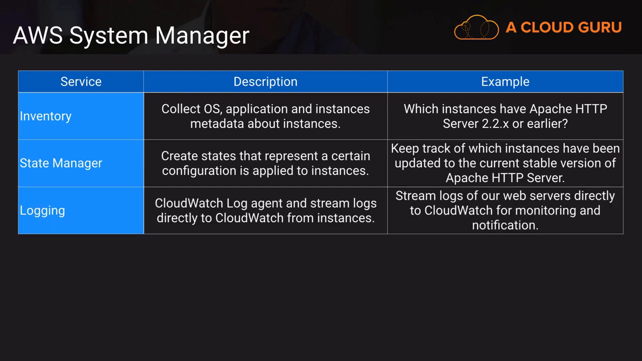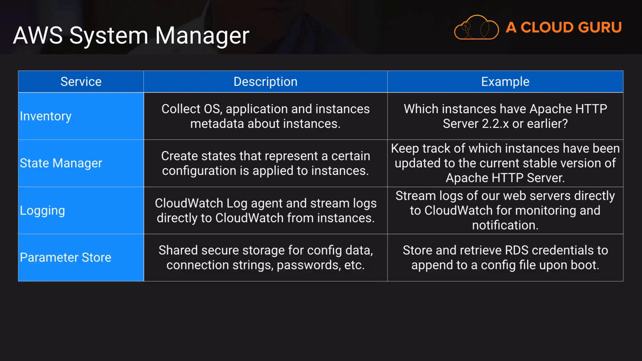Now, System Manager also has some logging components in it, but recently AWS has recommended that we just use the CloudWatch log agent. And that's very useful because then I can stream logs directly to CloudWatch, and I can impart all the great CloudWatch features like monitoring and notification. And so this is a way that I could ship my logs off my instances to a centralized location in CloudWatch, and that can be very useful.